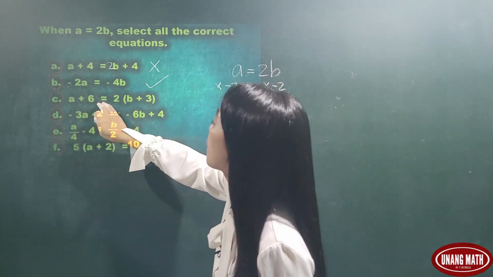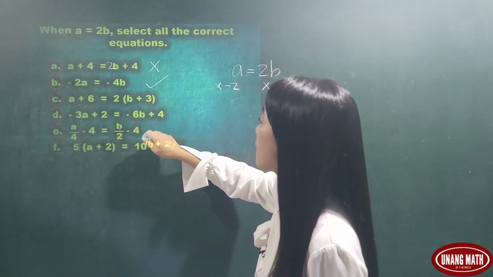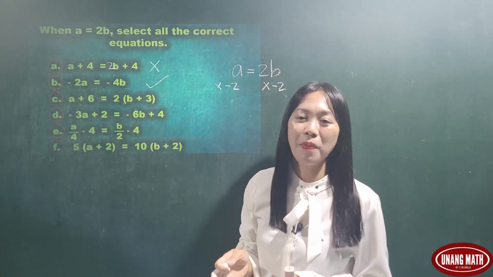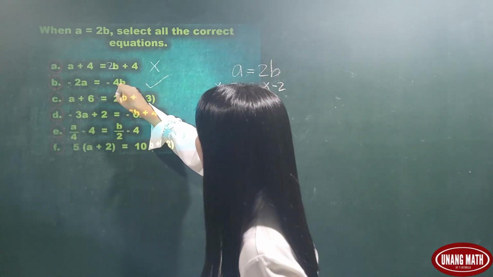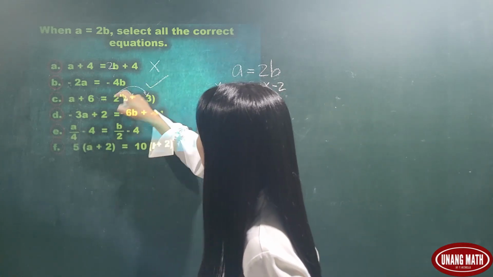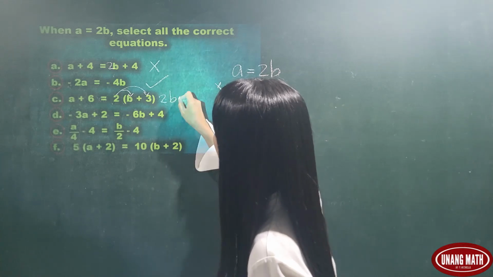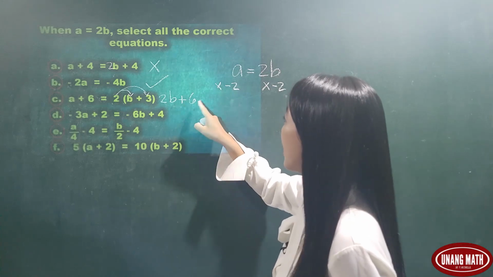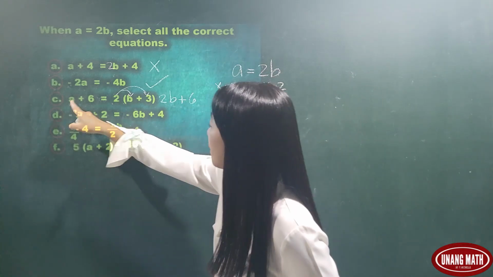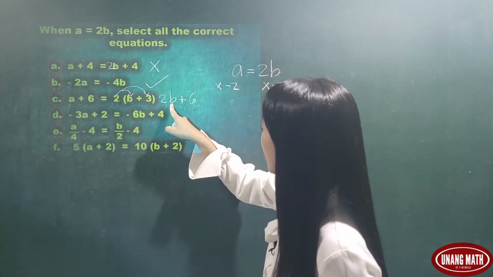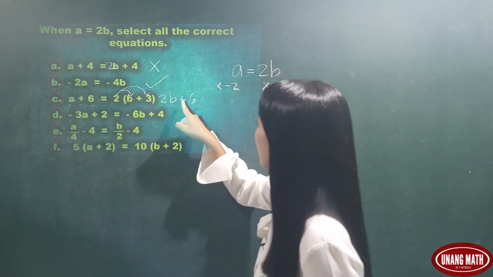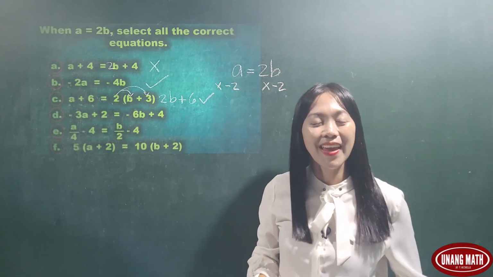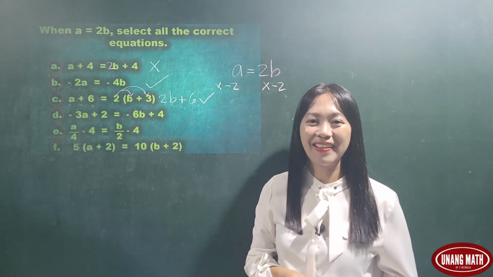Okay, how about letter C? A plus 6 is equal to 2 times b plus 3. Okay, we have to remove this parenthesis so we can compare properly. And we can do that using distributive property. So 2 times b is 2b plus 2 times 3 is 6. So 2b plus 6. So A is equal to 2b. So it's correct. This is plus 6. This is also plus 6. So letter C equation is true or correct.